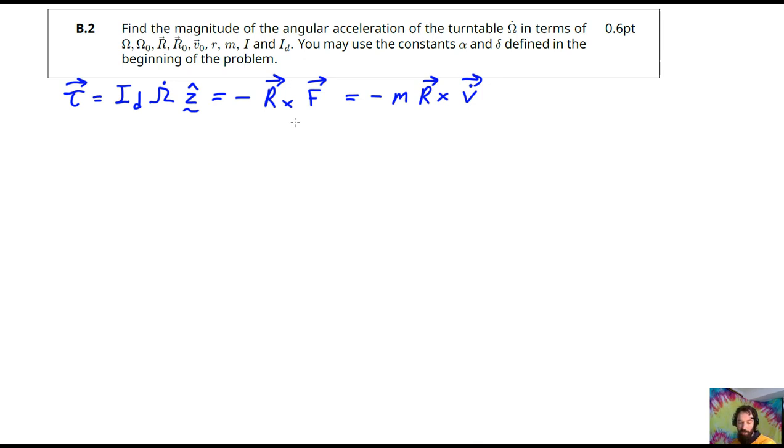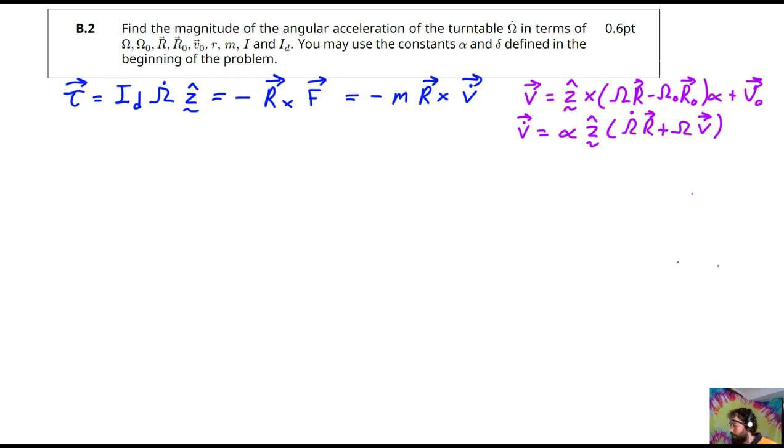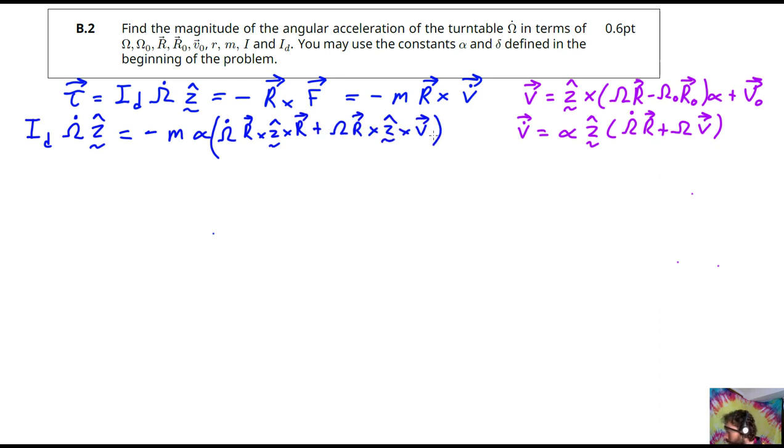So in the previous part we had expressions for v dot and v. I'll just quickly write those down for us. Okay, and first thing I'm going to do is substitute in for v dot, or for the acceleration, which gives us... Okay, and now we're going to use our triple product rule, and when we're using the triple product rule, we're going to use these two identities here.